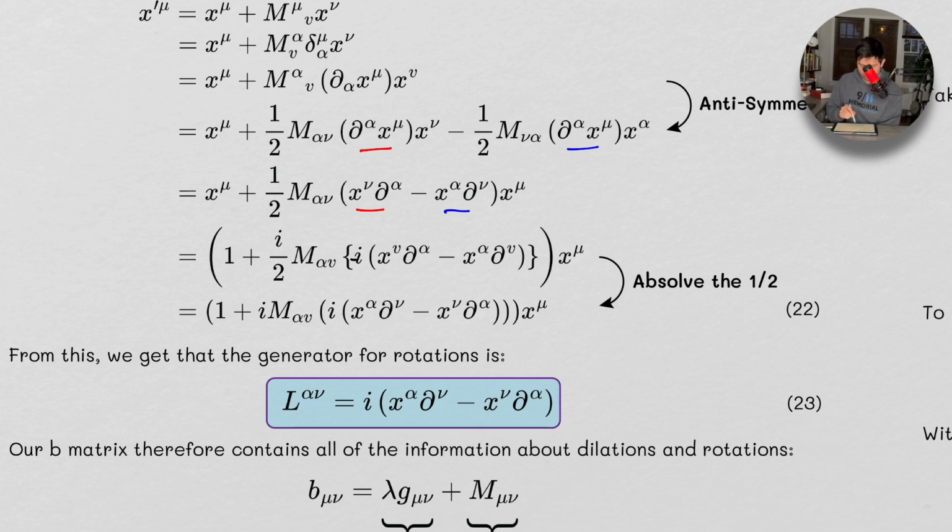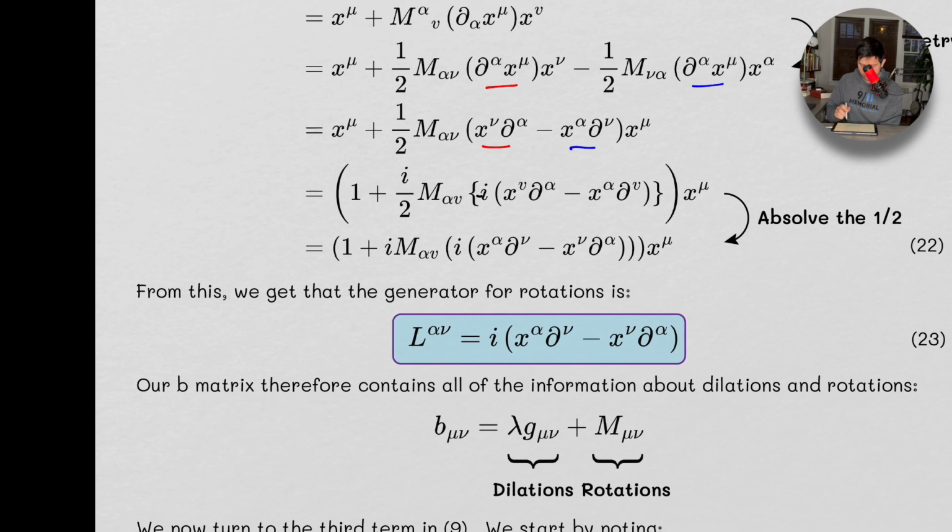And then to get from here to here, we're absorbing the 1/2 into our matrix, and so this really is what our generator looks like, is this guy, because now we have, again, the unity or identity operator plus all this guy. This is our rotation matrix, and this is the thing that's generating that rotation matrix.